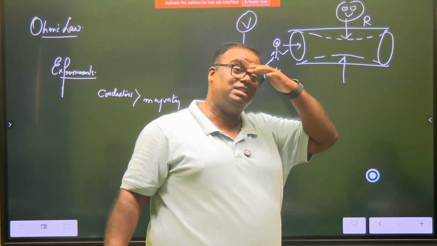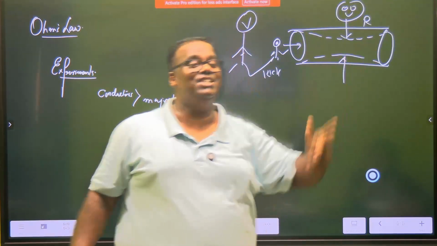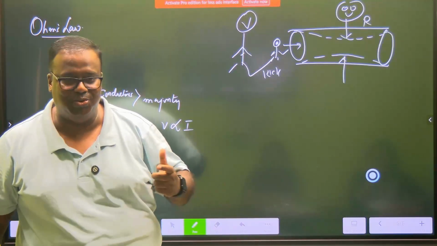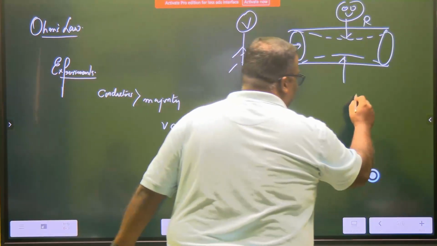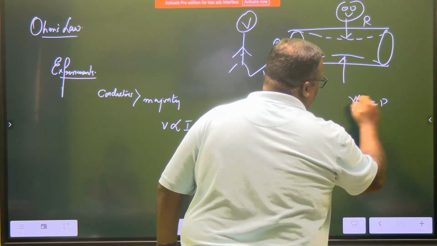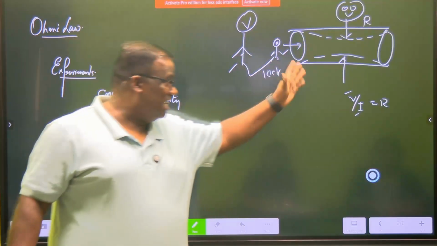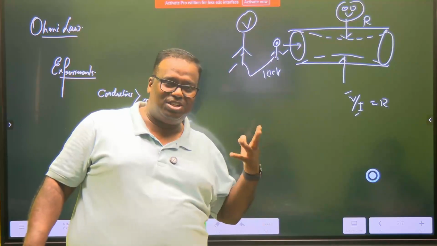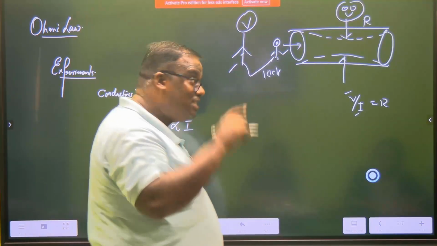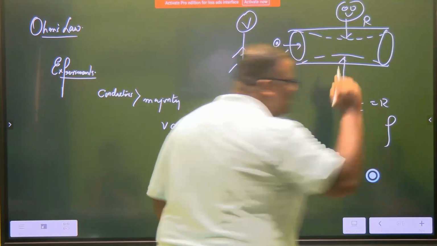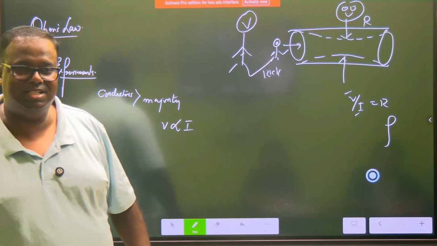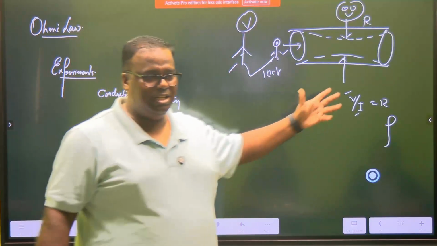Does resistance change? Yes, resistance changes because resistance is a ratio. In grade 10, you learned V by I is equal to R. You tweak these two, you are changing it. Then, sir, is there some property in this conductor which does not change? Resistivity. Resistivity. This is material specific.